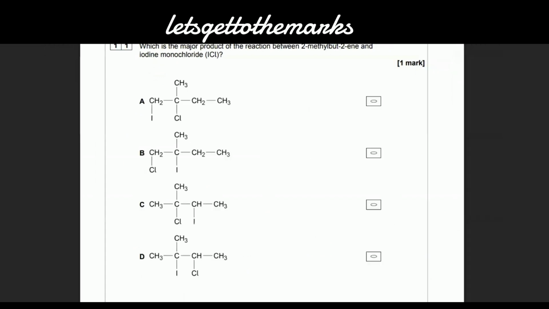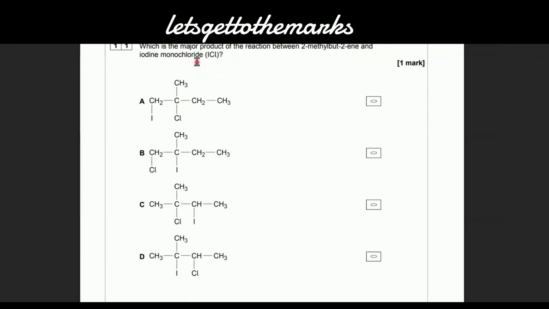Okay, once again, I recommend you actually pause the video at the start of these before I give away the answer and have a go. Just put A, B, C down, see which one you think is right. Which is the major product of the reaction between 2-methylbutene and iodine monochloride? So, which of these is the major product?